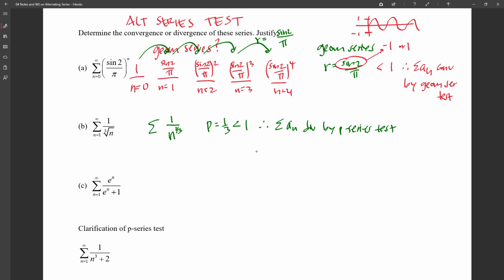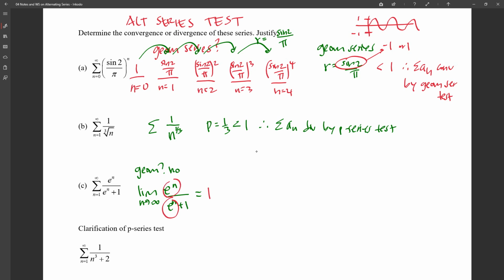This problem right here, you could go through all of the possibilities. Is it a geometric series? Actually, it's not. Does nth term test for divergence work? The limit as n goes to infinity, if you just take this sequence here, e to the n over e to the n plus 1, that is actually equal to, well, these leading terms here have the same power. So the ratio of their coefficients is 1.